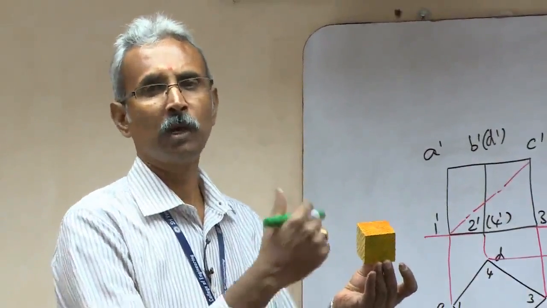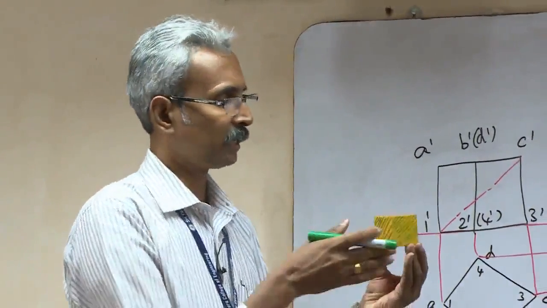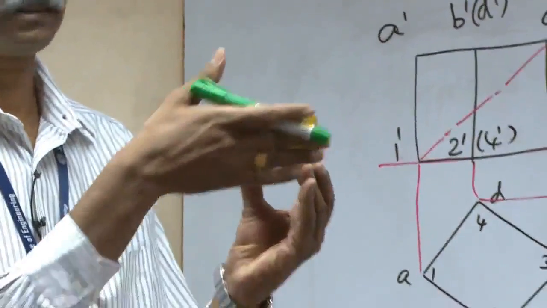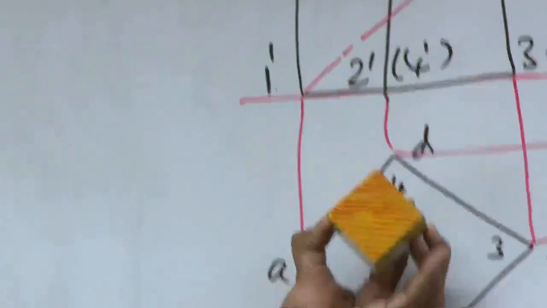Now we will see how to obtain the orthographic view of this. Initially, when the cube is kept like this, equally inclined, and you look at the top view, it will be like this.